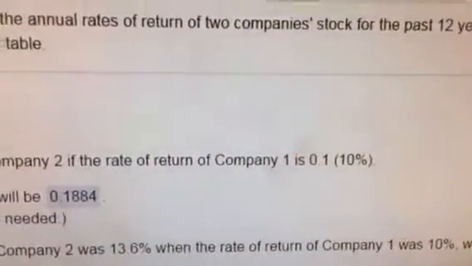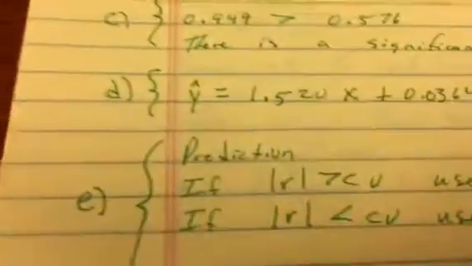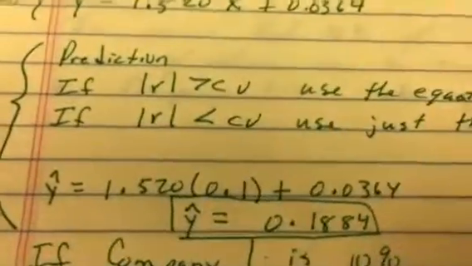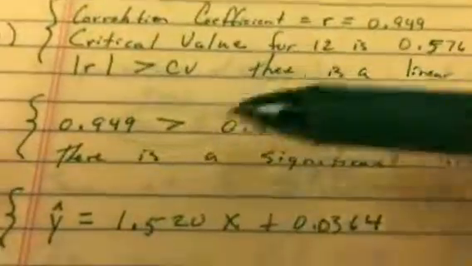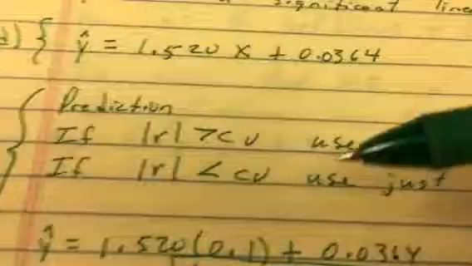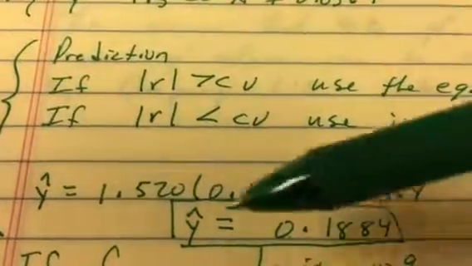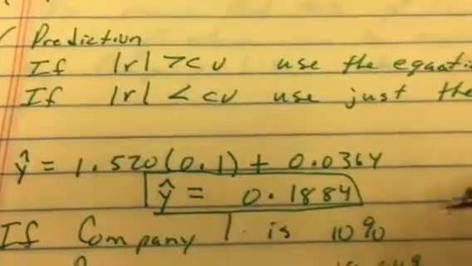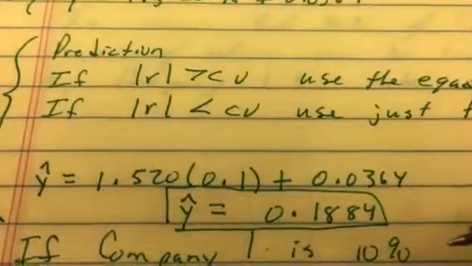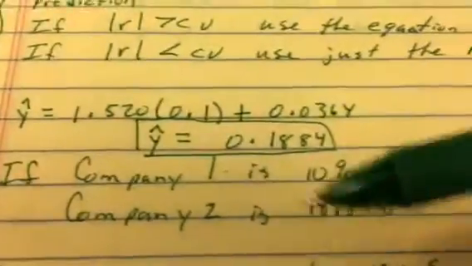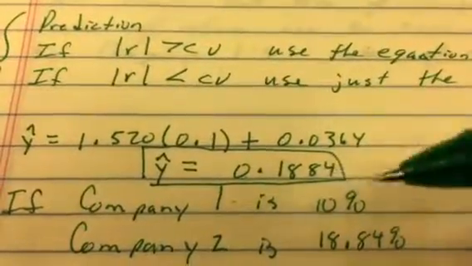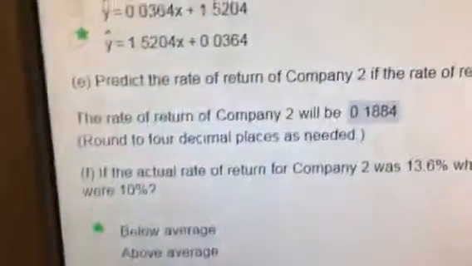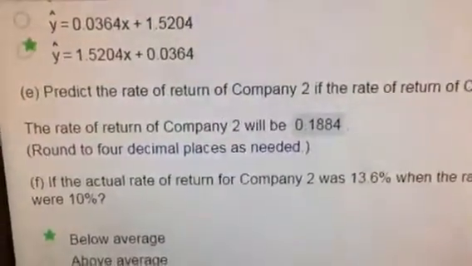Now, it said use 10%. We have to change 10% to a decimal, 0.1. We're going to take that 10% and plug it into our equation. Our original equation is this. We're going to plug in the 0.1 and work this. So notice our prediction is this. So what we're saying is, if company 1 has a 10% rate of return, we can expect that company 2 is going to have an 18.84%. Okay, so that's our prediction. But in this, they just want the decimal.